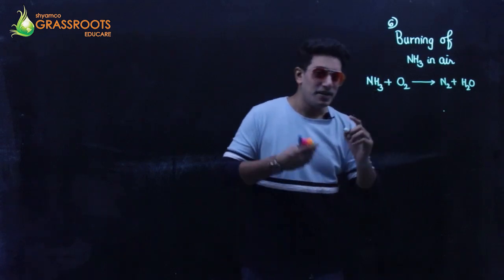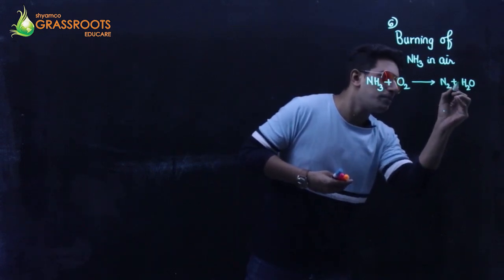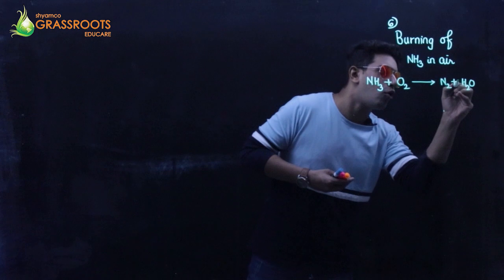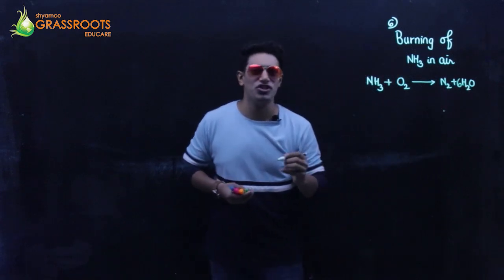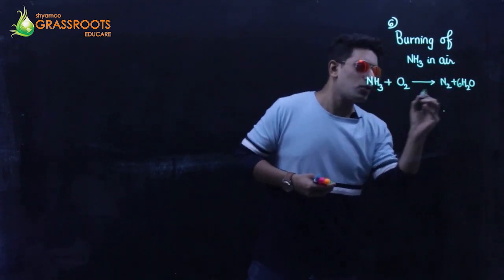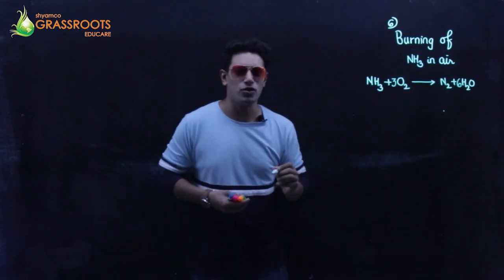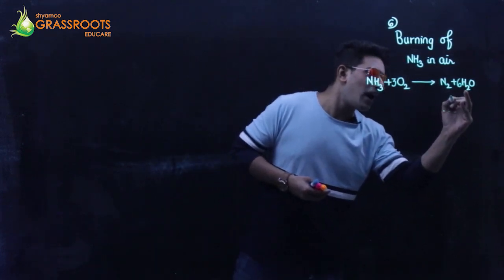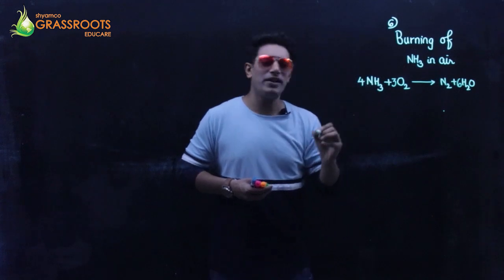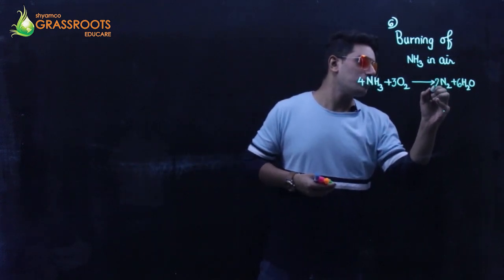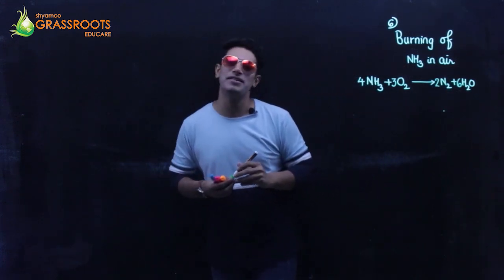So ideally there should have been a 3 out here, but oxygen will become odd. So I made a double of 3, which is 6. So 6 oxygen, 3, 6 oxygen. 12 hydrogen, 4 nitrogen, 4 nitrogen. That's the balancing.